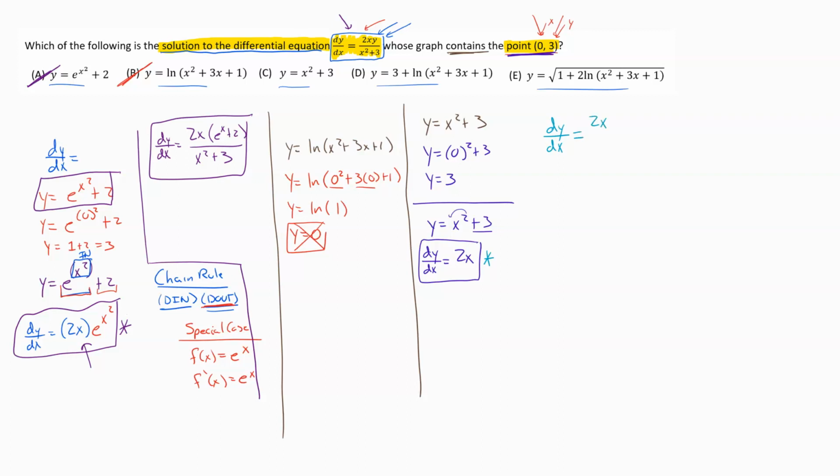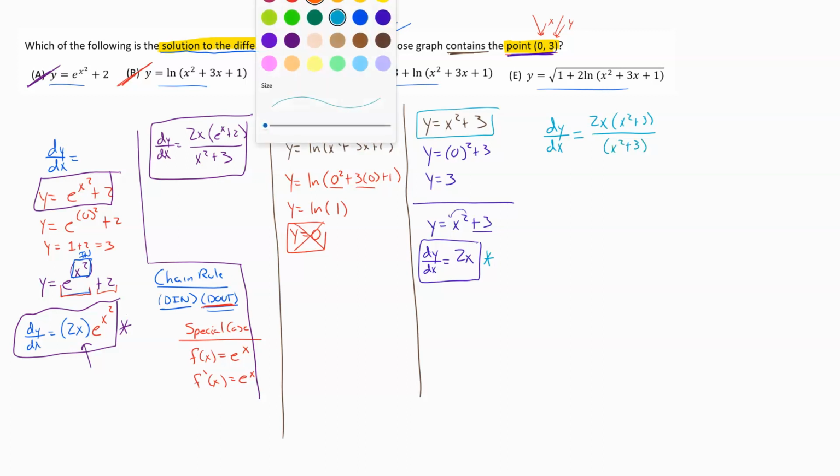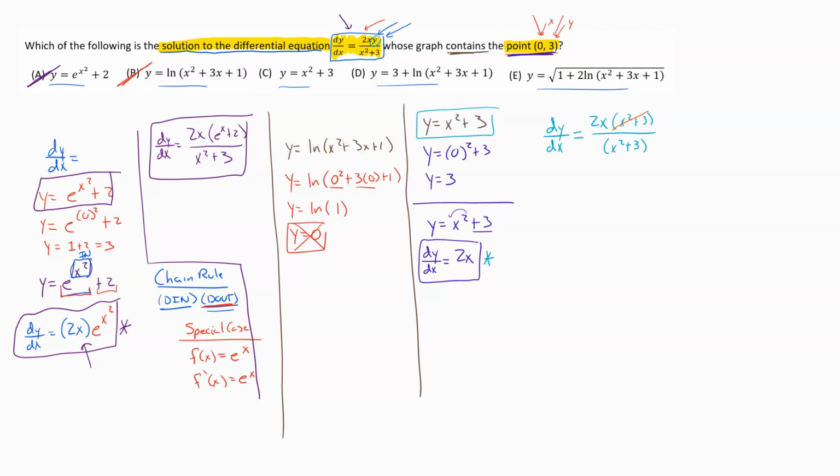So we would get 2x. This time, instead of y inside there, we're going to plug in our y equation, which is x squared plus 3. And then that's all over x squared plus 3. This time what we'll see is conveniently we've got an x squared plus 3 on top and an x squared plus 3 on bottom. And when we simplify that down, we see that we get dy/dx equals 2x.